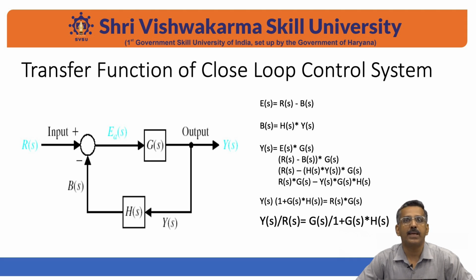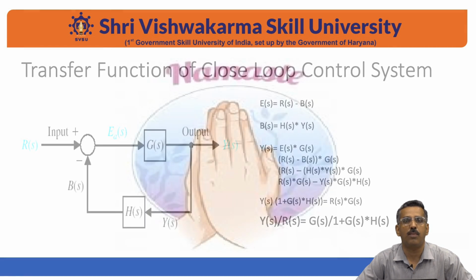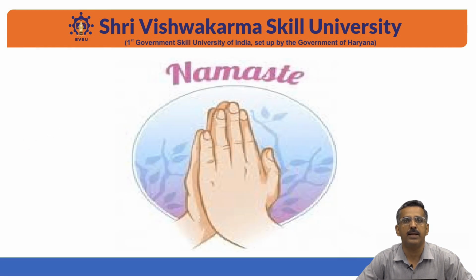Now, by calculating the transfer function, we can find out the stability of the control system, which will help us in the analysis of the control system. Thank you very much. This was all about the transfer function and the representation of control system in both the ways, open loop control system and closed loop control system.